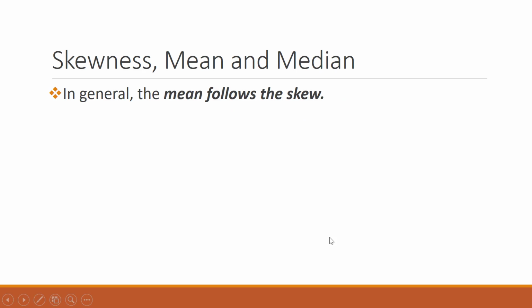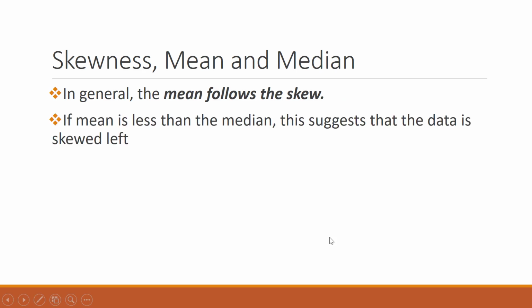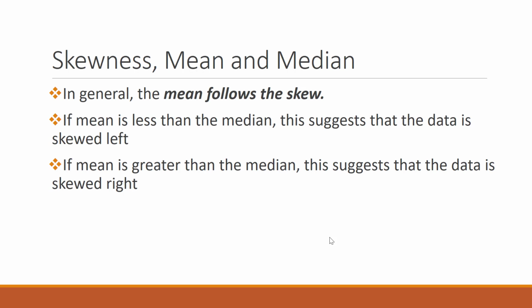In general, the mean follows the skew of the data. If the mean is less than the median, this will suggest that the data is skewed left. Conversely, if the mean is greater than the median, this suggests that the data is skewed right.